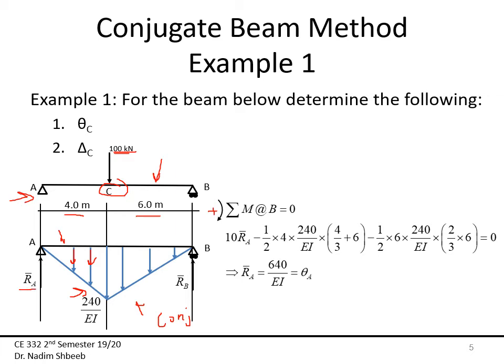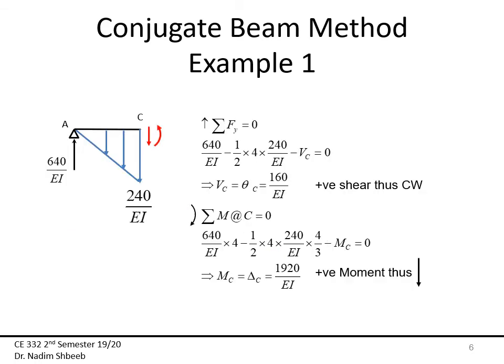times the distance 10 minus now 1/2 times 4 times 240 over EI times 4 over 3, because here is the location of my centroid, okay, plus this distance, which is 6. So this is the moment arm, minus this triangle now, 1/2 times 6 times 240 over EI times 2/3 of 6 is equal to 0. From that, I was able to find RA equal to 640 over EI, which is, by the way, my theta A, which is what we found also in the moment area method.